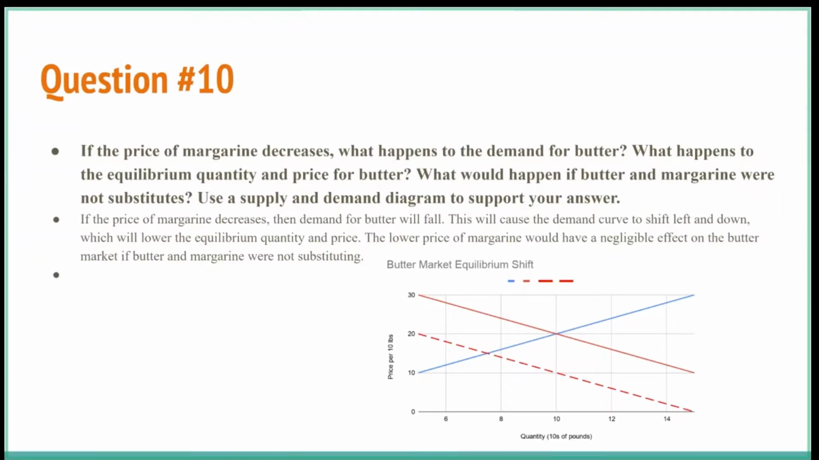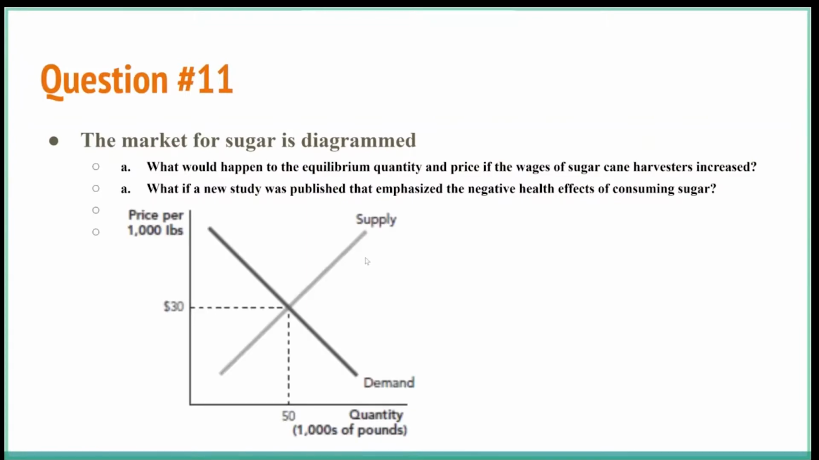And question 11. This is a diagram for the sugar market, and the two parts of the question were: what would happen to the equilibrium quantity if wages of sugarcane harvesters increased, and then what if a new study was published that emphasized the negative health effects of consuming sugar. So both of these influences are going to affect the demand curve. The first one will influence the income of sugarcane harvesters, and the second part will influence the tastes of the general public.